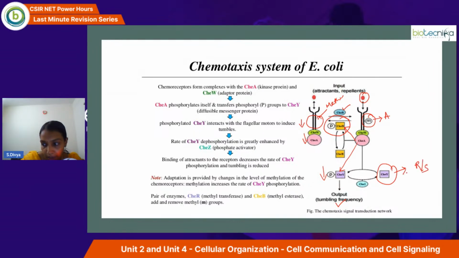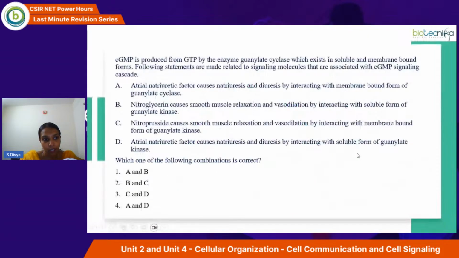I hope this concept is clear. Anupam and Suchitra, remember this concept. Okay. Next question.